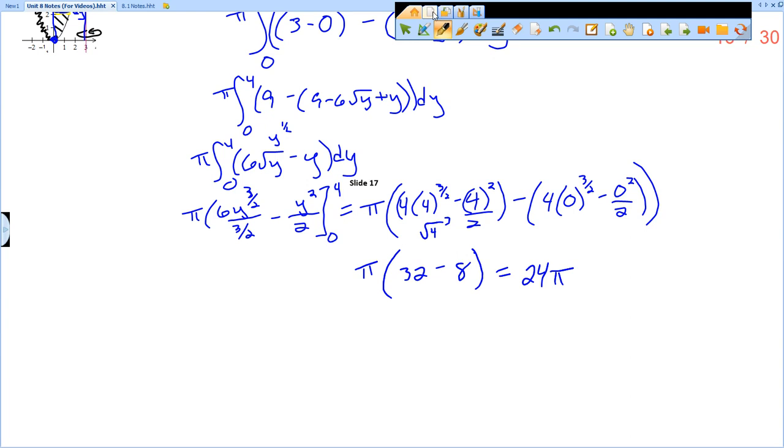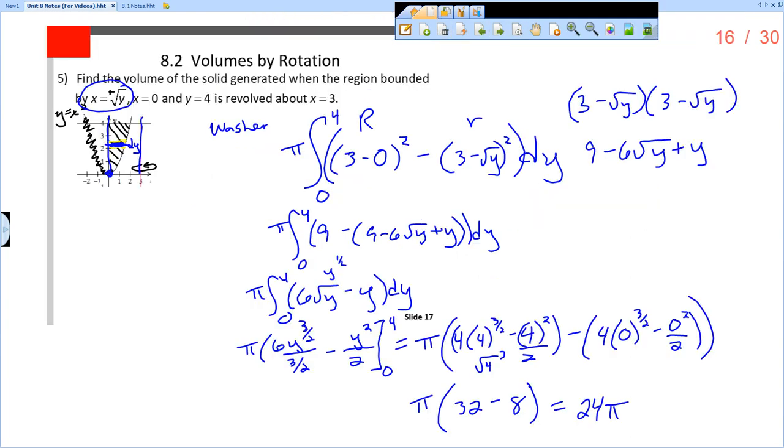So that would be the area, sorry, not area, volume of the solid generated when the entire region is revolved about the line x equals 3. All right, so that is slide 17.